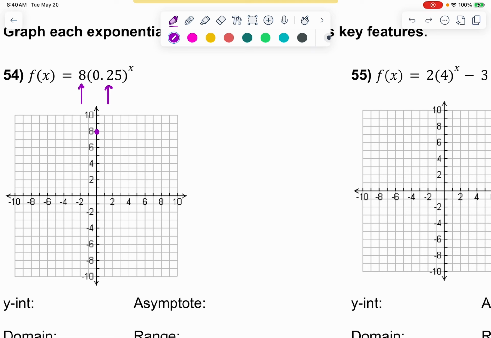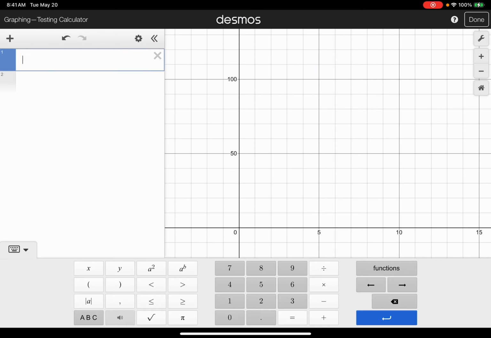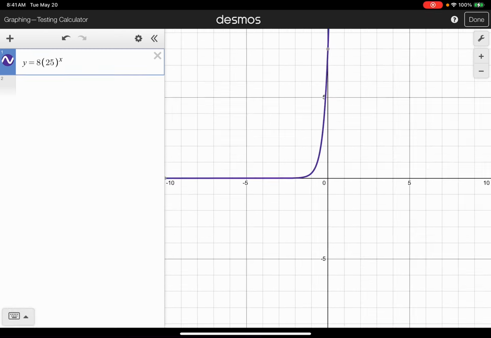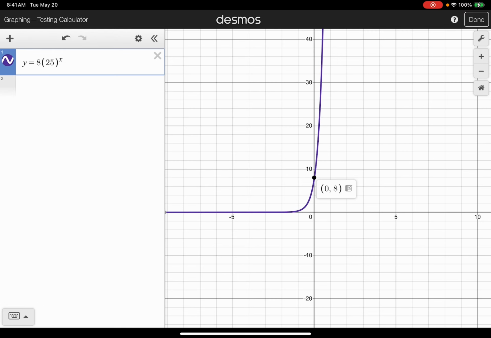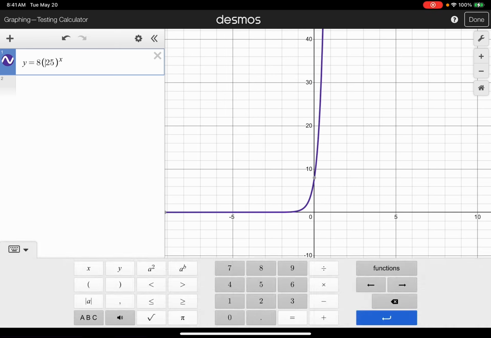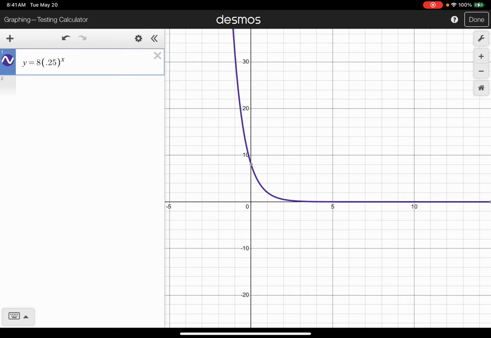I'm going to go to Desmos though and type that in so we can get some accurate points. So here we go, 8, right, y equals 8 times 0.25 raised to the x power. There we go. And notice there's our y-intercept of 8. Oh, I didn't put 0.25. I'm like, why is it a growth? There we go, decay.